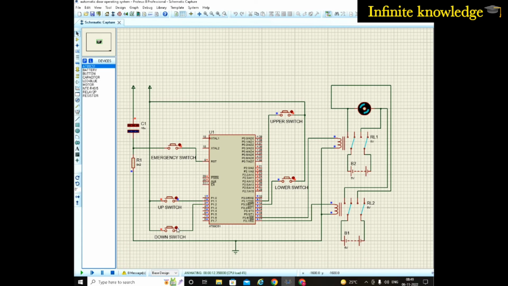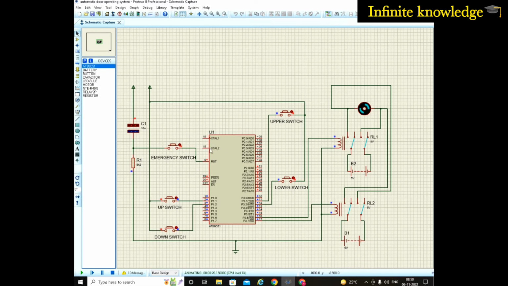Once again, now press the downward switch. As you press the downward switch, your motor is rotating in the clockwise direction, opposite from the previous one. After a particular position, when the lower limit switch connected at the lower side senses the door position, it gives a command to the microcontroller, and the microcontroller gives a command to this relay to stop the system.